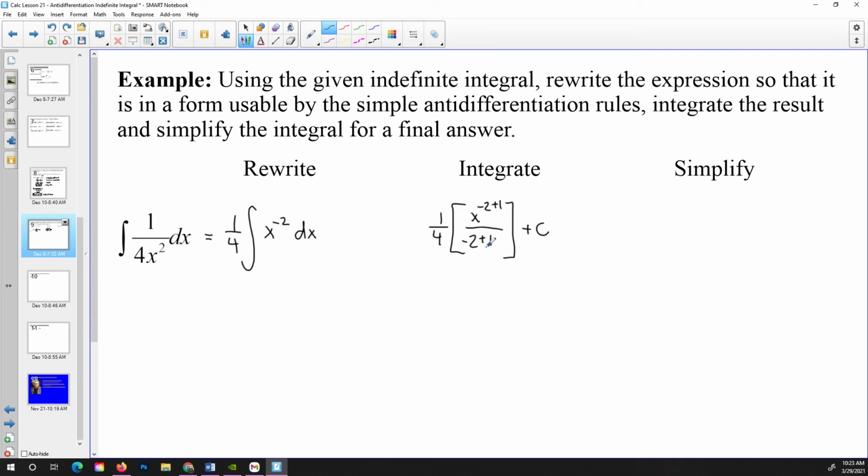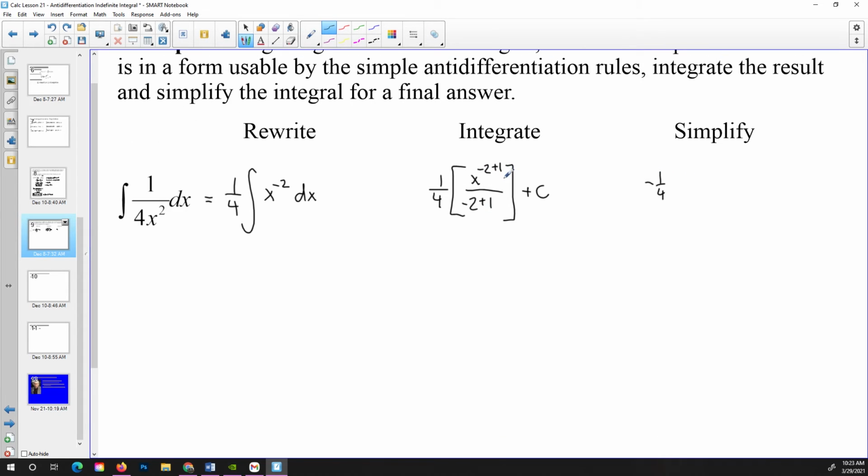And so -2 plus 1 is -1. -1 on the bottom times the 4 will give me negative. So I'll have -1/4. And then this -2 plus 1 will give me a -1. 1 over x plus that constant c. And so my final answer will be -1 over 4x plus some constant c. And we will leave it like that.